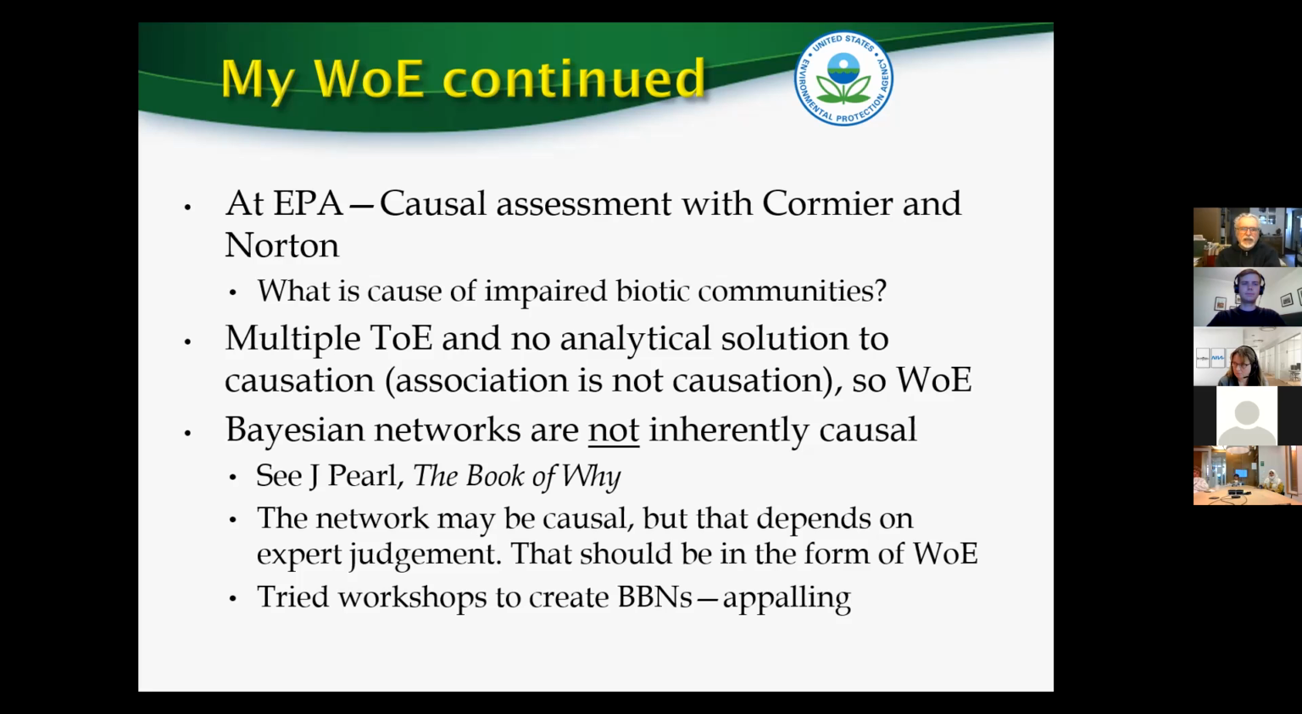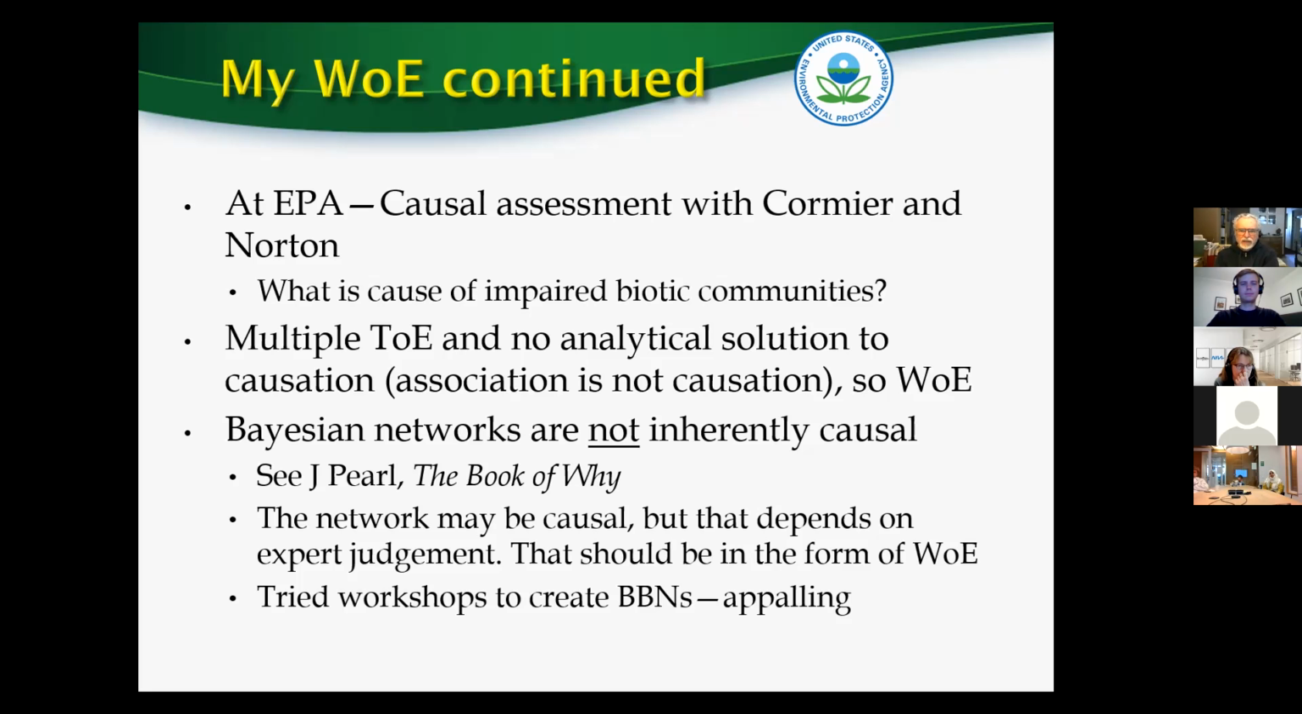And once again, there are multiple types of evidence and no analytical solution for causation. As we all know, association's not causation. And this is about the time that Bayesian networks started to be advocated as a way of determining causation. But as Judea Pearl says in The Book of Why, Bayesian networks are not inherently causal.